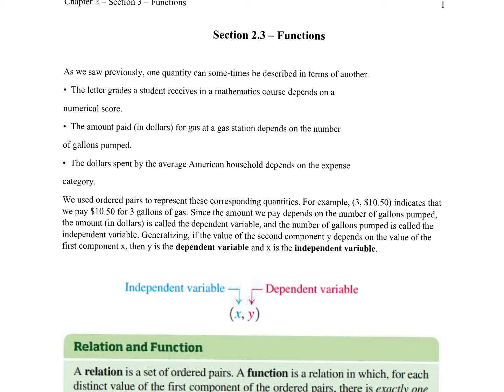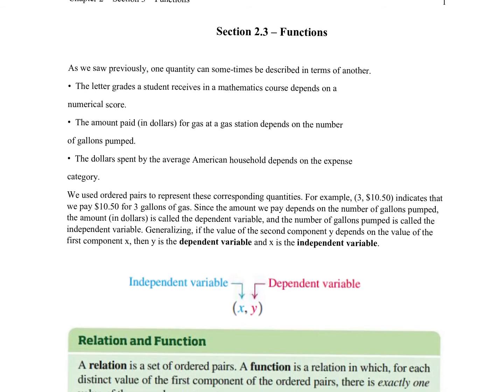So today we're going to review some properties of functions, and we have seen similarly in lots of other examples in math, but frequently we relate one quantity in terms of another quantity. So letter grades in math depends on the numerical score, the amount you paid for gas depends on how much gas you got, the average amount of money you spend depends on what you were buying. Lots of different things have relations to one another.